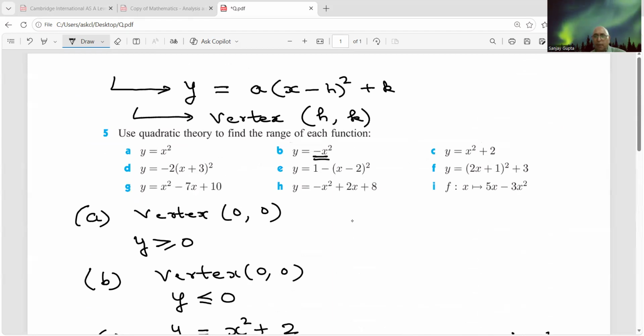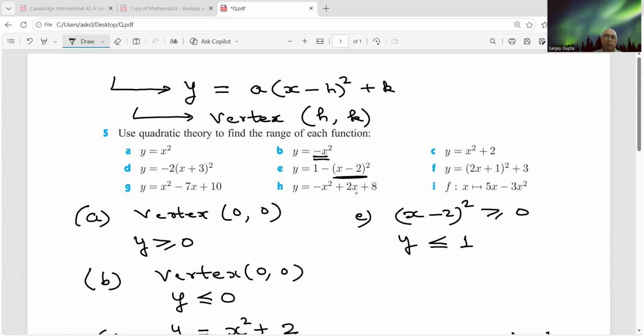Now moving on to the E part, we can do here only 1 minus (x minus 2) whole square. Now (x minus 2) whole square is always greater than or equal to 0. Therefore, y is going to be less than or equal to 1. I am subtracting a positive value or 0 from 1. So if it is 0, then y would be 1 minus 0, which is 1. And if it's going to be positive, then y is going to be 1 minus a positive number.